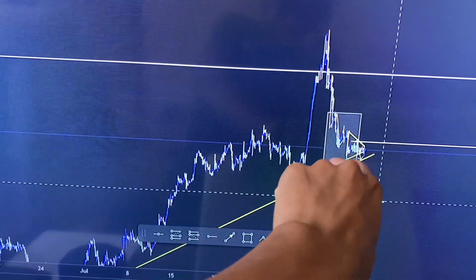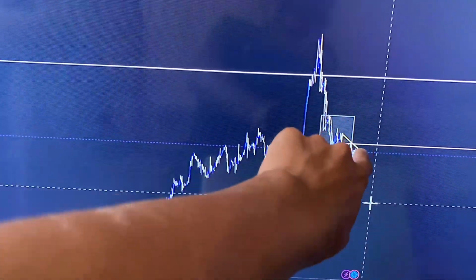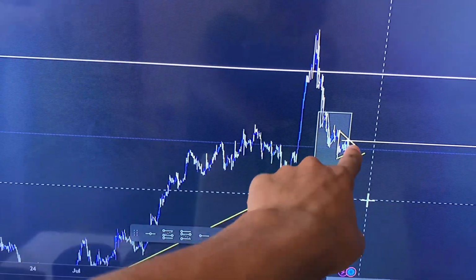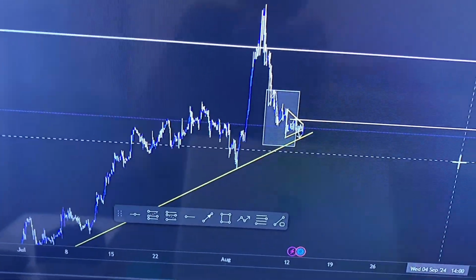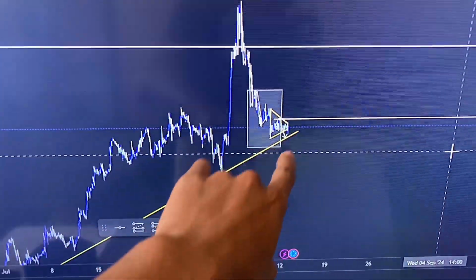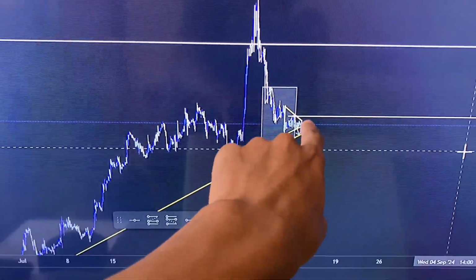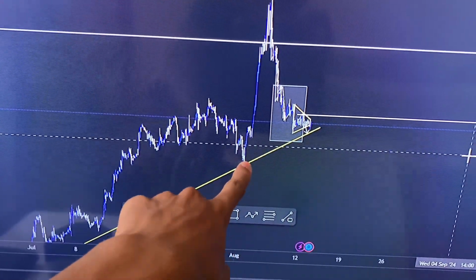So we formed this pennant right here, this closing triangle pennant thing. So here it either breaks out to the downside or it breaks out to the upside, right? Either way we're still gonna make money. If it breaks out to the downside, I'm gonna be looking to take sells if it breaks this low. Sells all the way and target this low.